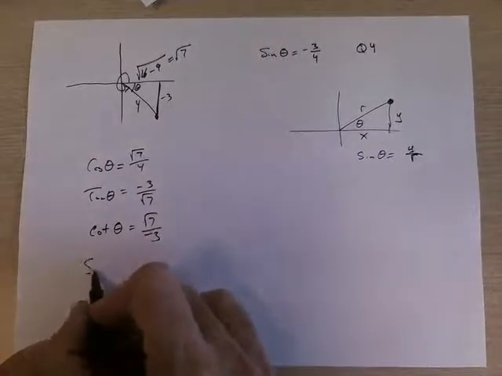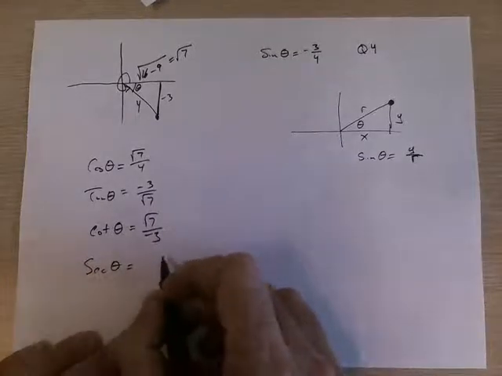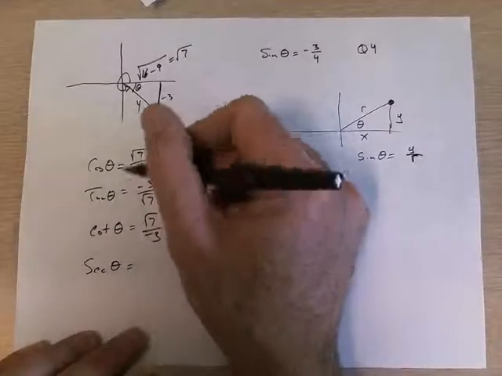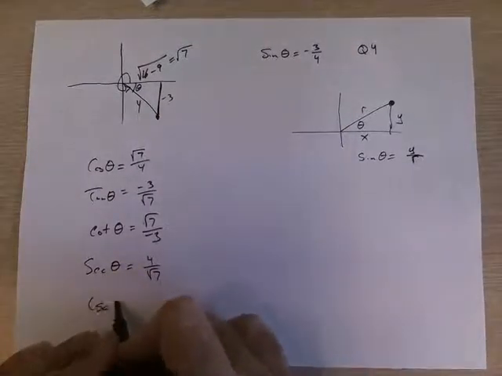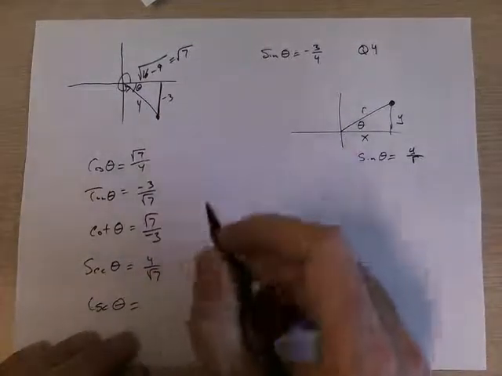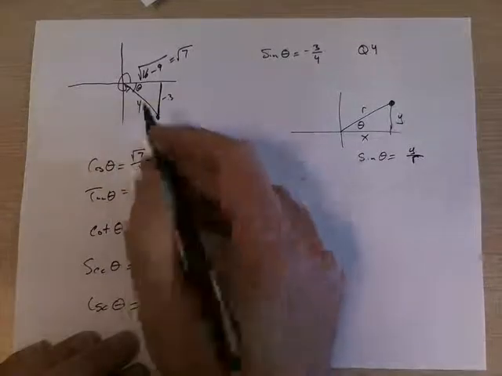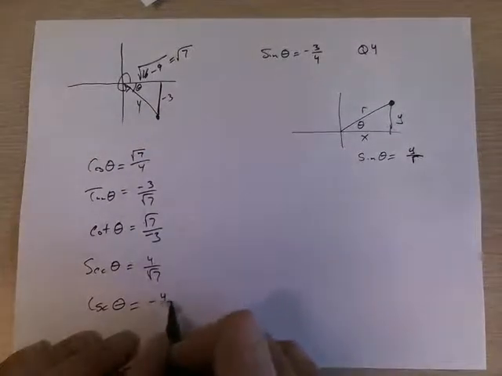Cosecant of theta? I'm doing them in the wrong order here. Secant of theta would be the reciprocal of the cosine, 4 over radical 7. And the cosecant of theta would, of course, be the reciprocal of sine, which was -3/4, so it's -4/3.